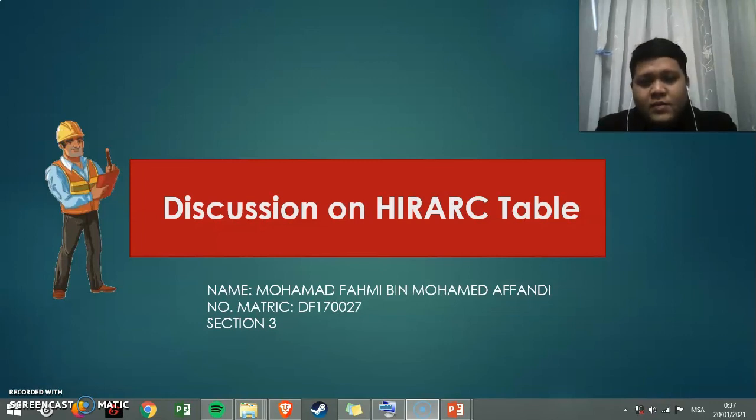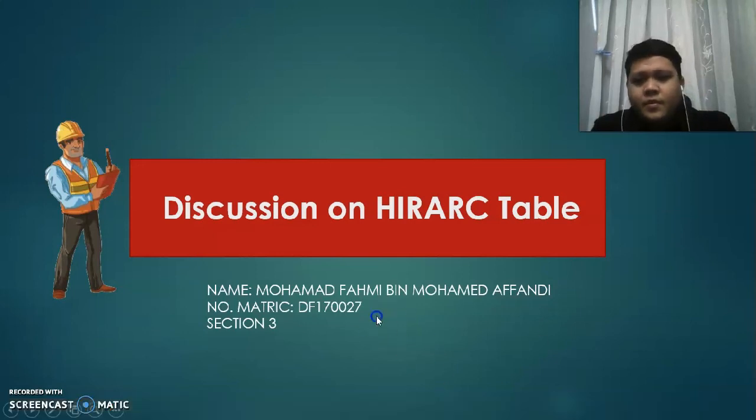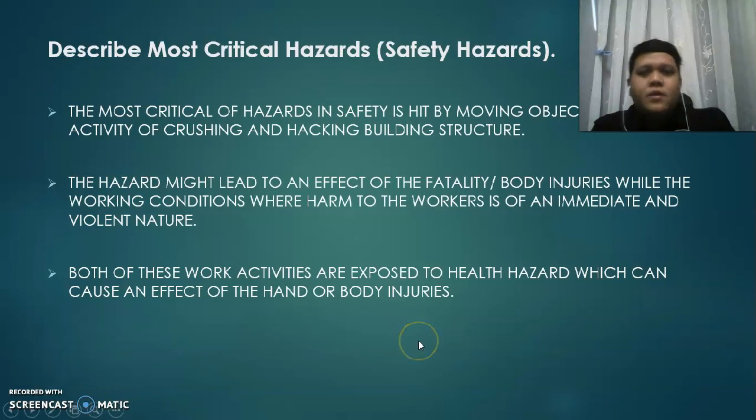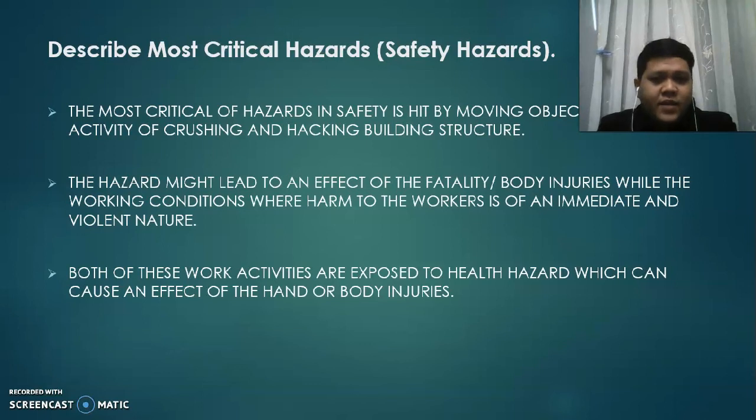Today, I would like to present the discussion on the high risk table. The most critical hazard by safety hazard: the first one is being hit by a moving object, from the work activity of crushing and hacking building structure. The hazard might lead to an impact of fatality and body injuries, while the working condition where harm to the workers is of an immediate and violent nature. Most of these work activities are exposed to health hazards, which can cause an effect of hand or body injuries.